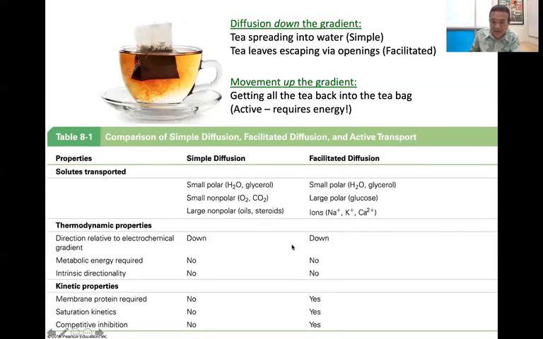So let's look at these traits down here. Because it's still diffusion, these molecules are still moving down their natural up-down chemical gradient, high to low.